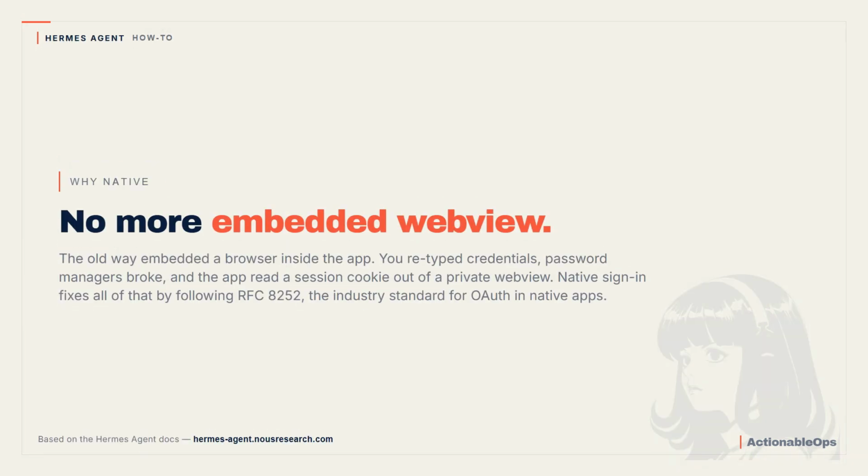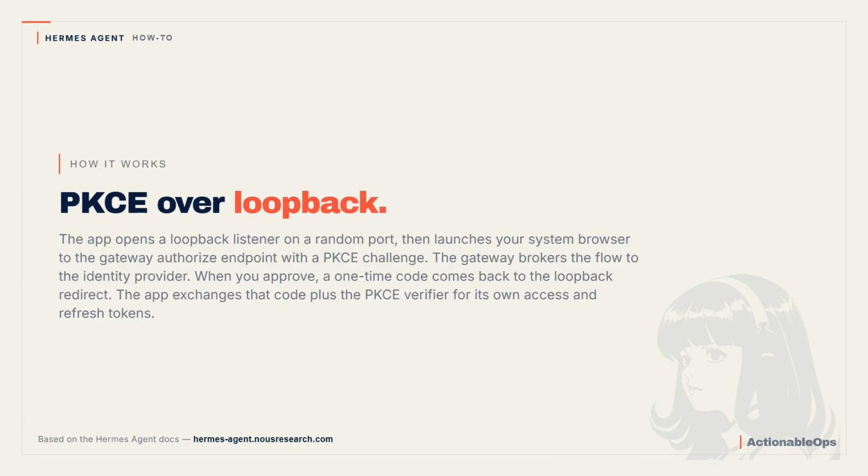The old way embedded a browser inside the app. You retyped credentials, password managers broke, and the app read a session cookie out of a private web view. Native sign-in fixes all of that by following RFC 8252, the industry standard for OAuth in native apps. Here is how it works.